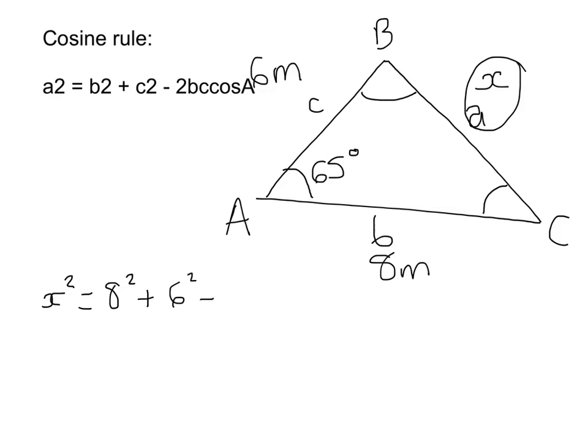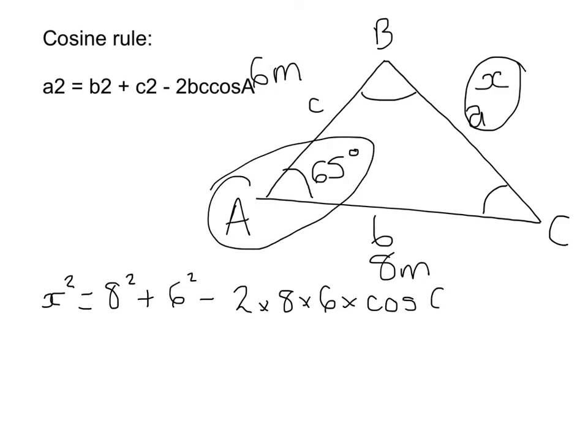Take away 2bc. Well, again, b is 8, c is 6. Cos A, well, if we look, big A here is 65 degrees, so it's cos of 65 degrees. So what we have then is x squared equals 64 plus 36, take away 2 times 8 times 6, so that is 96 cos 65.